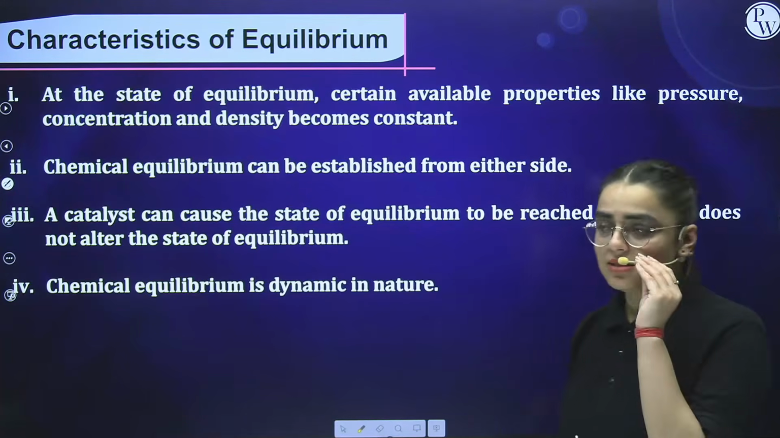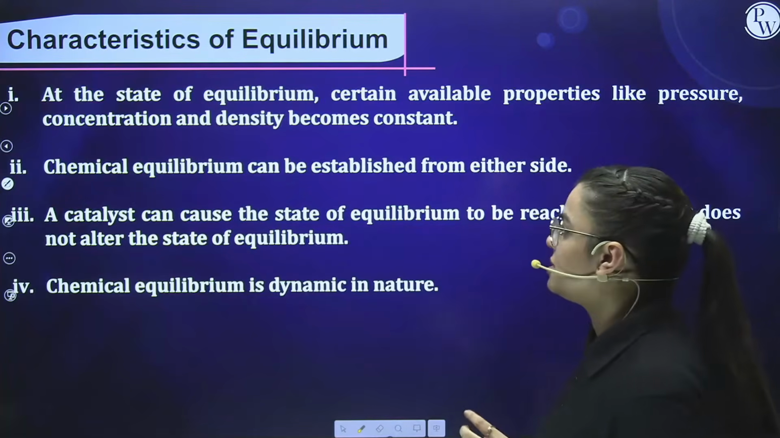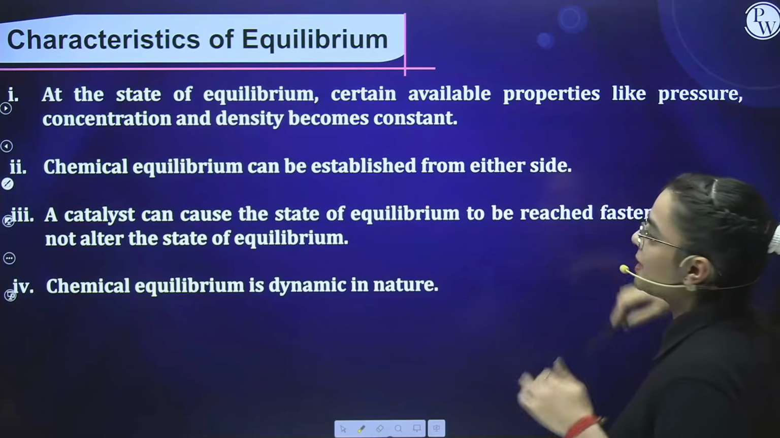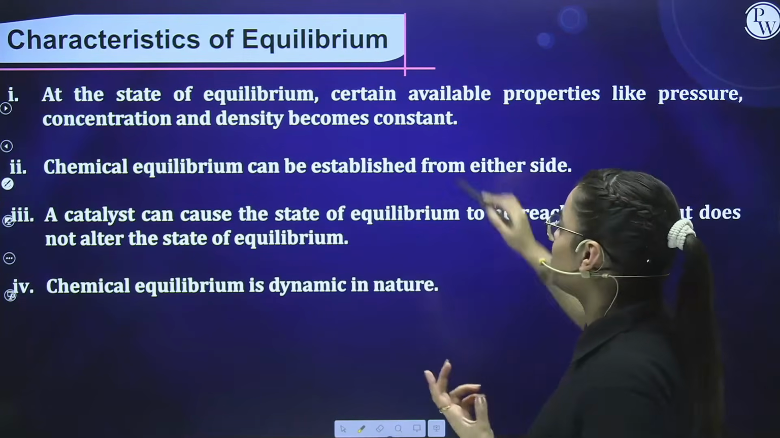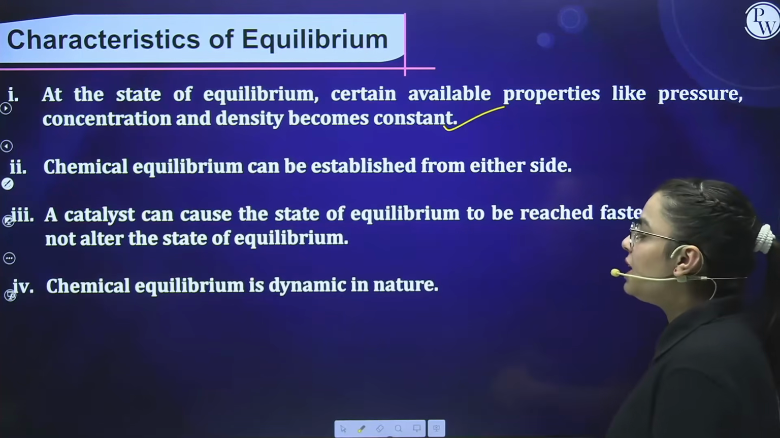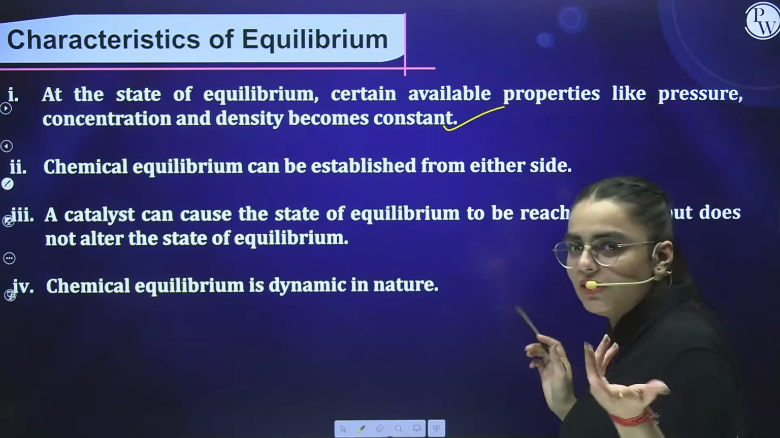Now comes the characteristics of equilibrium. We have studied equilibrium. Let us see the characteristics. The very first characteristic is that at the state of equilibrium, certain properties like pressure, concentration, density become constant. This was the basic definition of equilibrium, right? Chemical equilibrium can be established from either side, from the forward side or the backward side.